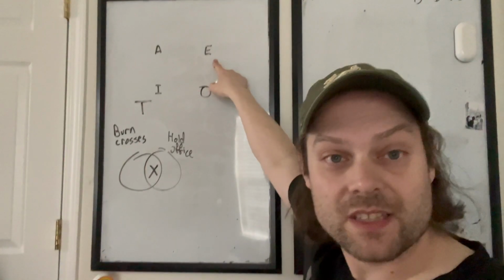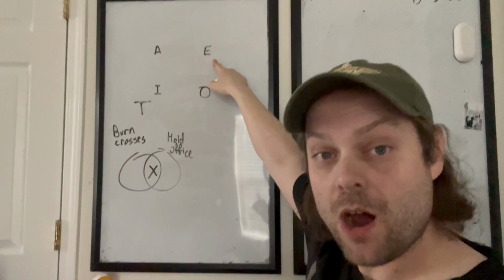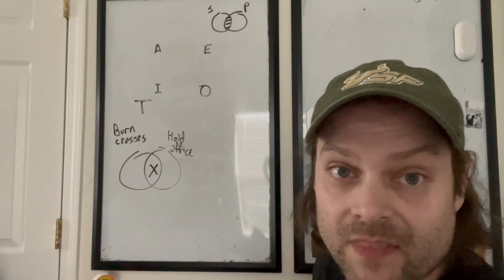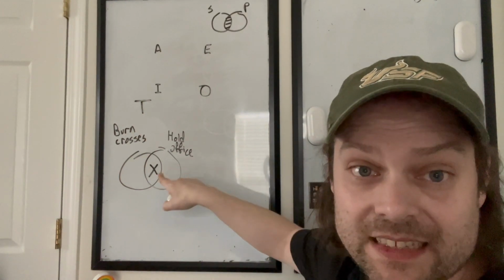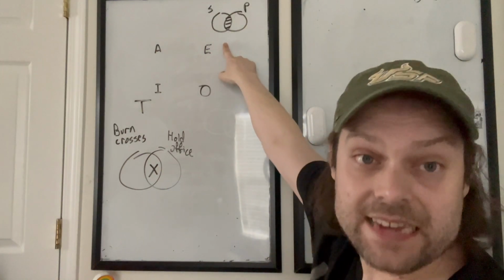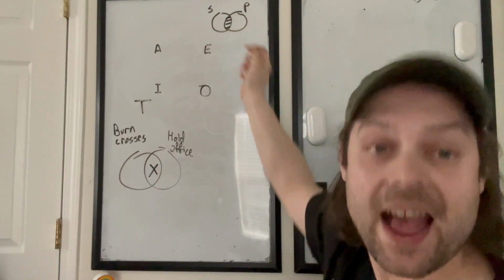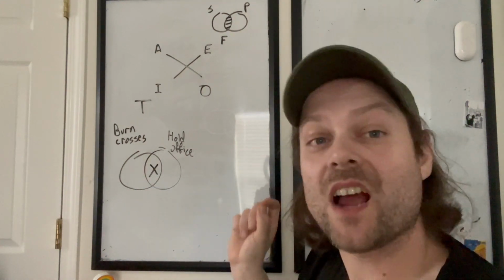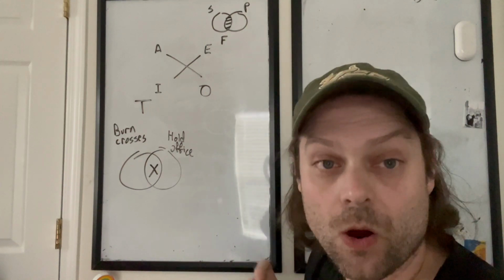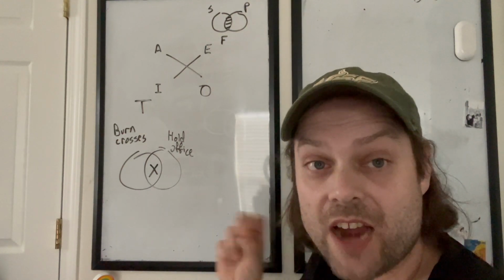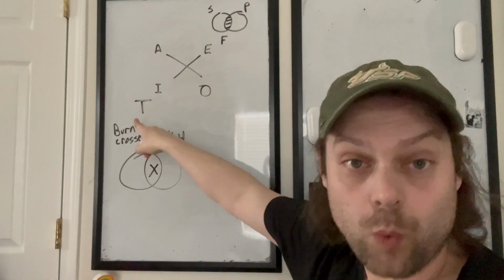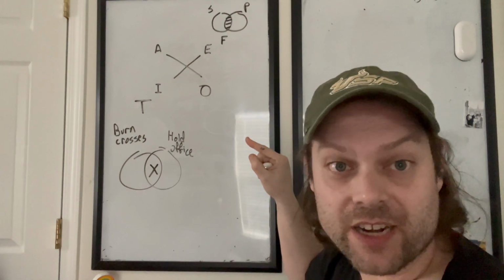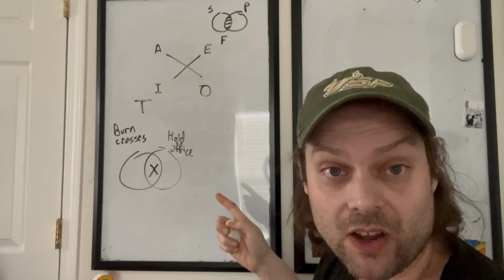The E statement will say that no cross burners are office holders. Well, if the I statement is true and there's something there, then the E statement that says there's nothing there has to be false. So I and E are related to each other as contradictories, and A and O are related to each other as contradictories. Contradictories are such that if one is true, the other's false. Exactly one of the pair of contradictories is going to be true, and the other is going to be false.